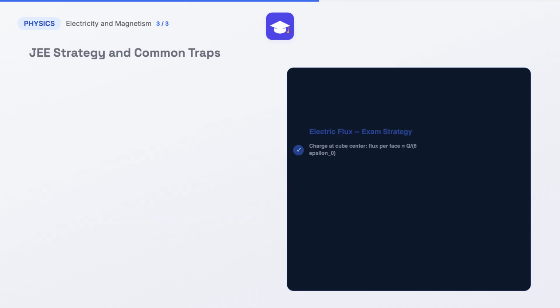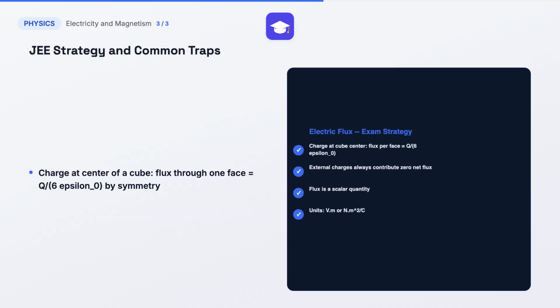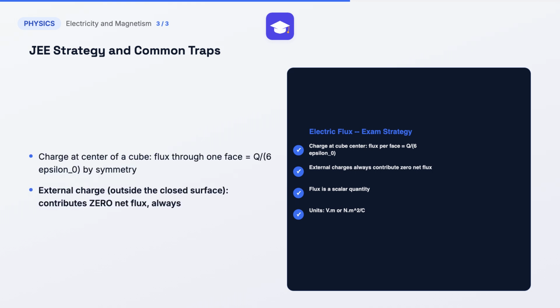The single most frequently tested JEE skill here is computing flux through just one face of a closed shape, like a single face of a cube with a charge at its center. By symmetry, the total flux Q over epsilon naught splits equally among all 6 identical faces, giving Q over 6 epsilon naught through any single face.